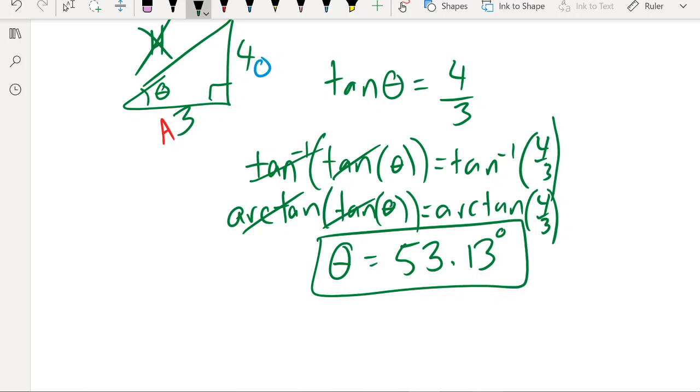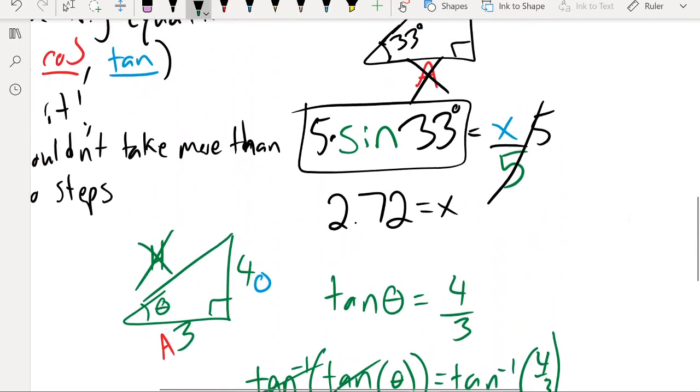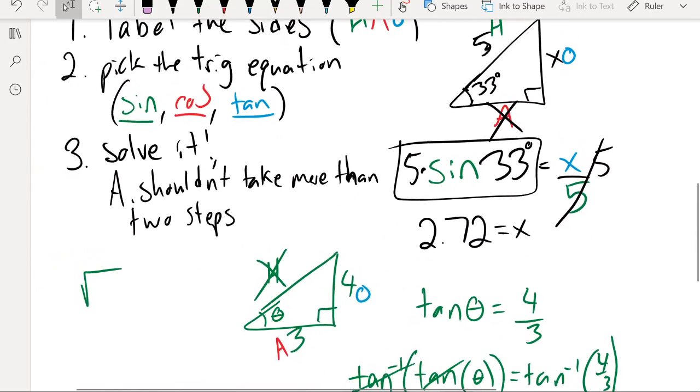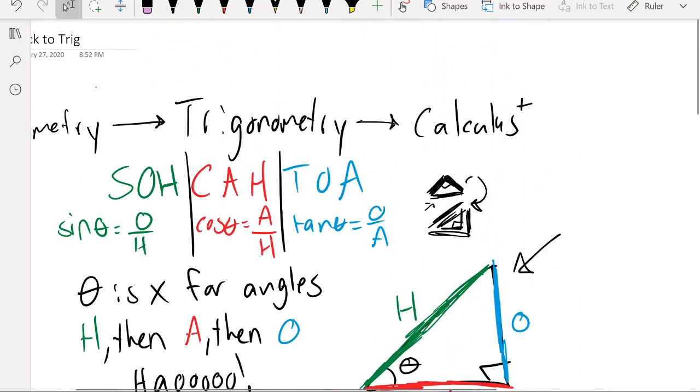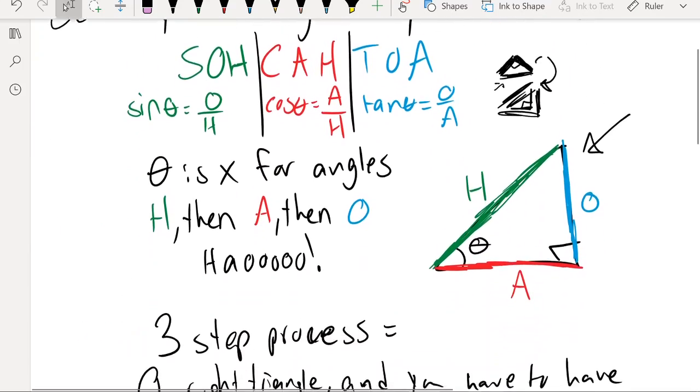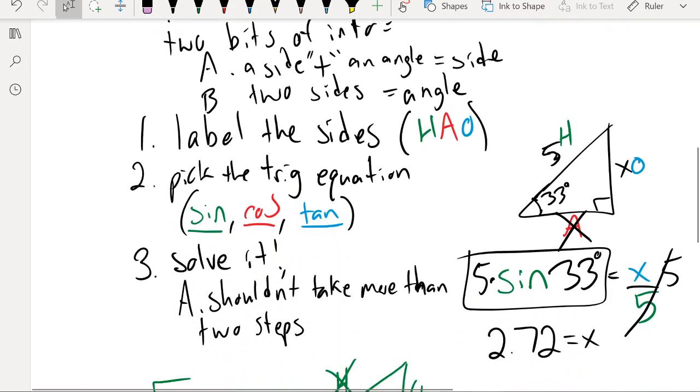Okay, so that's another example. One, because I wanted to show you how to solve for theta, and two, because I wanted to show you one more example at least on how this method works. All right, so this is the trick to trig. This is what I wanted to show you. This is helpful for geometry, trigonometry, calculus, everything in between.